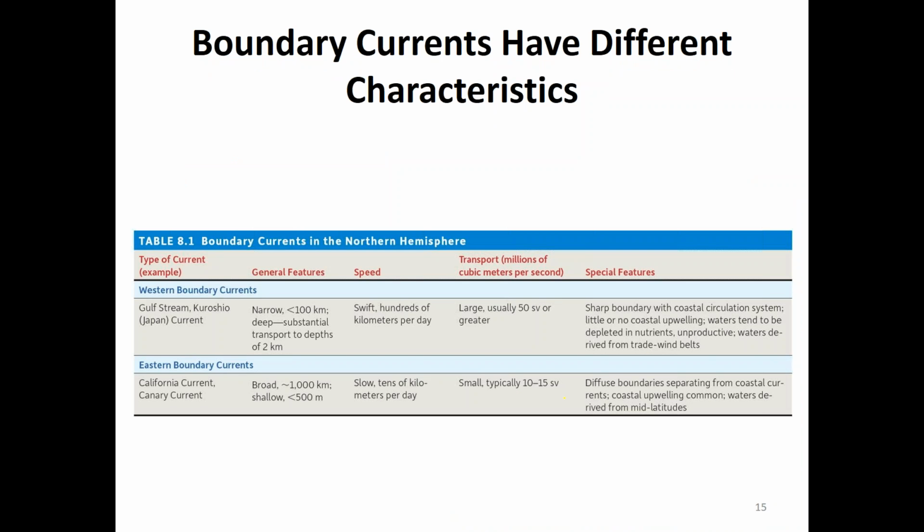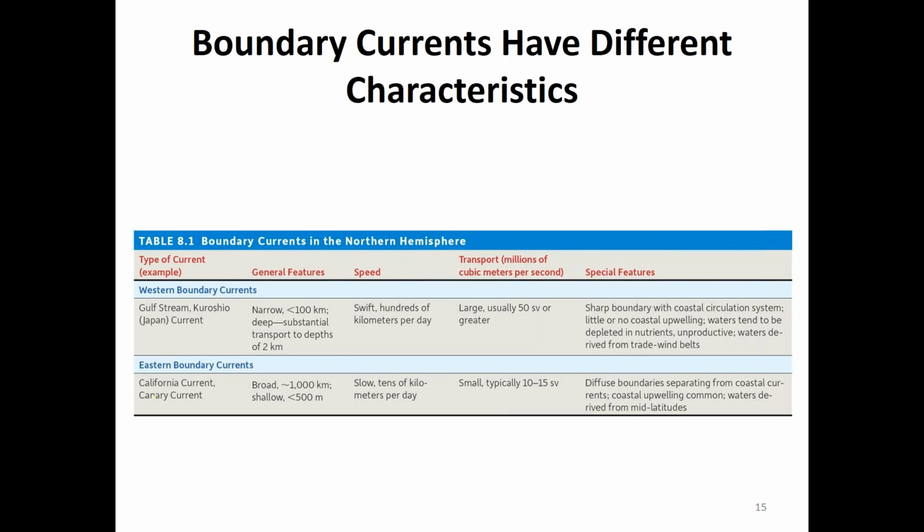And so this table summarizes the difference between western and eastern boundary currents. Western boundary currents, and give some examples here, like the Gulf Stream and the Japan current. They're narrow, less than 100 kilometers in width. They're deep, which means there's substantial movement of water up to about 2 kilometers deep. They're swift, and they have a large transport rate, so usually 50 sverdrups or greater.